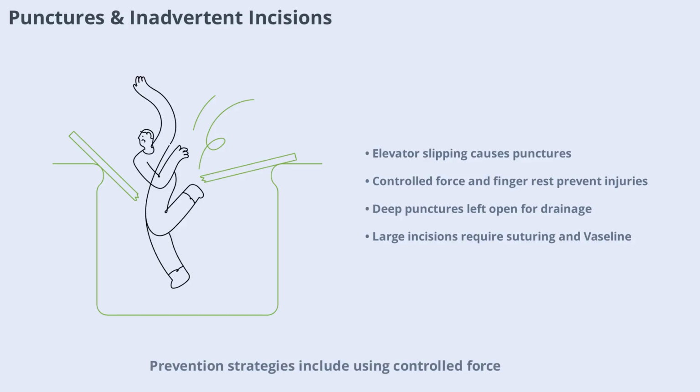Prevention strategies include using controlled force, proper finger rest, and employing the index finger as a stop on elevator shanks. Deep punctures should be left open for drainage to prevent entrapment, healing by secondary intention. Small incisions typically do not require suturing, while larger ones should be sutured and Vaseline applied to minimize scarring. These steps are crucial for reducing postoperative complications and improving healing.